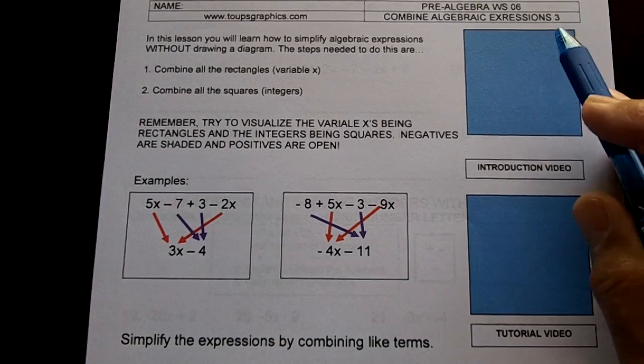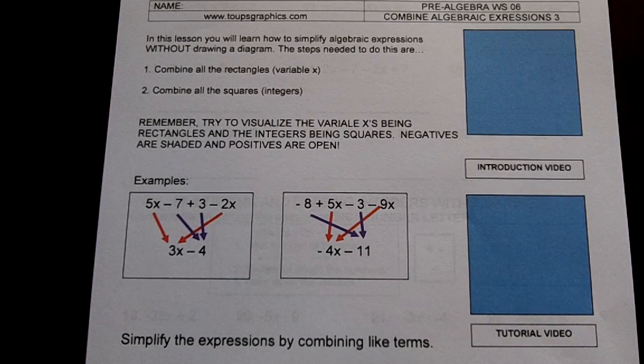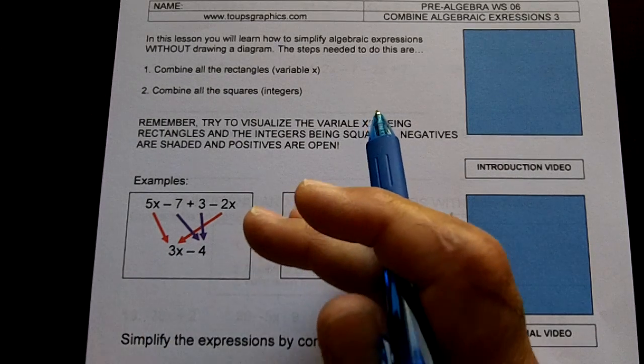This is the 7th worksheet of the Pre Algebra Worksheet Series. This is Pre Algebra Worksheet 06. Remember, we started with 0. Okay, so we're going to be combining algebraic expressions. This is our third lesson in this, and we're not going to be drawing these today.